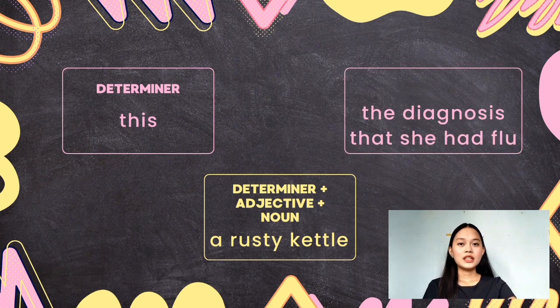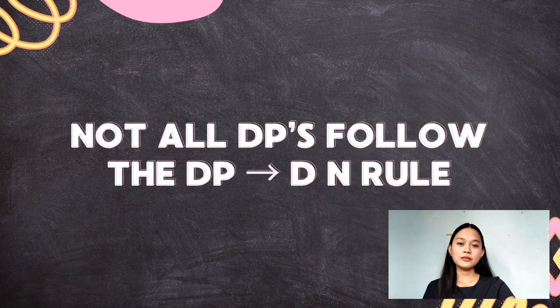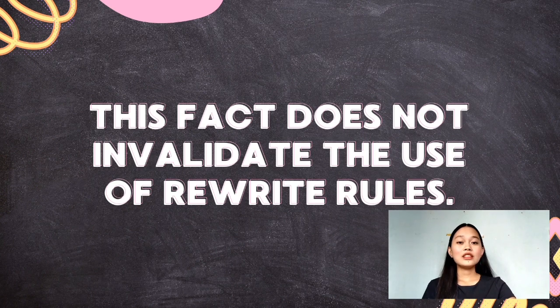And that diagnosis says she had flu, which basically includes an entire embedded sentence inside a DP. These examples show that we would need a huge number of rewrite rules to fully capture every possible sentence structure. However, this fact does not invalidate the use of rewrite rules for describing language. That ends my part. Without further ado, I'll now pass it again to Hannah.